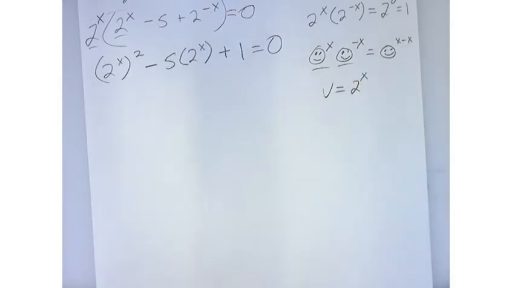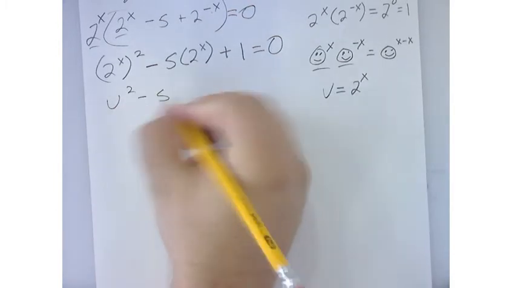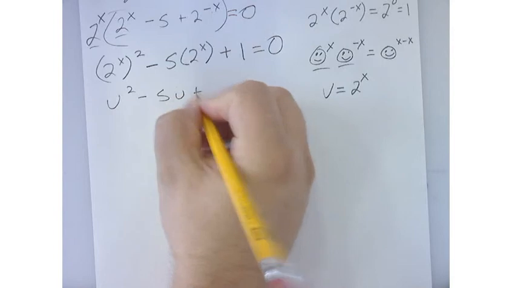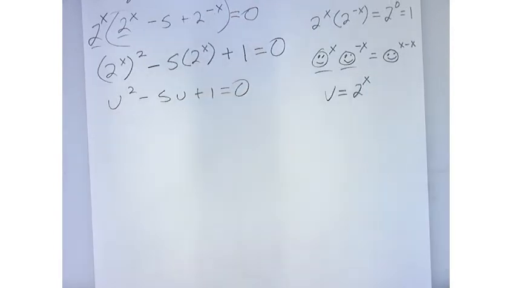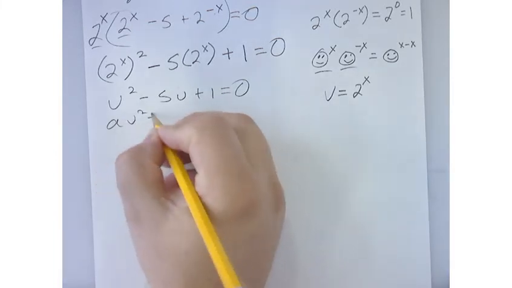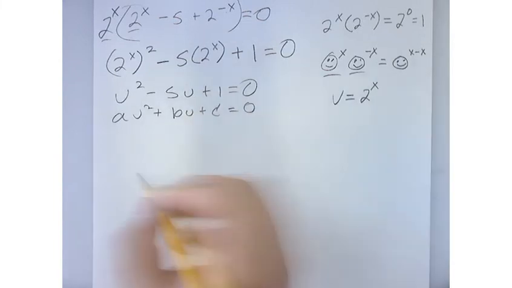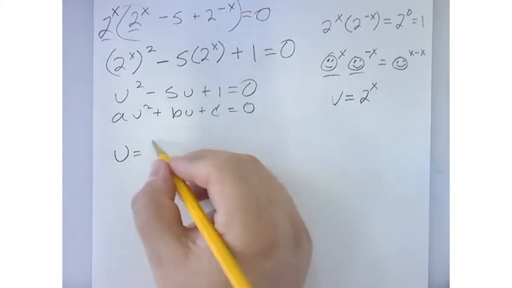Then it would be u squared. Then it'd be u squared minus 5u plus 1 equals 0. Now, how do you solve that? Well, this is written in the form au squared plus bu plus c equals 0. So I could use the quadratic formula.